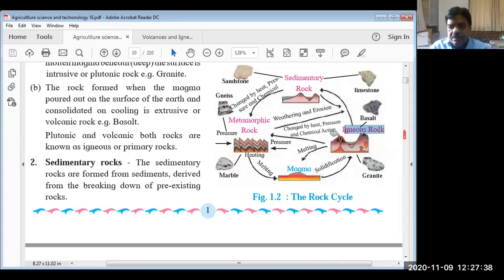Come here again, see, igneous rock example is basalt. Sedimentary rock example is like metamorphic rock example. The metamorphic rock example is gneiss and pressure. Then here this is a marble. Marble is a part of metamorphic rock.